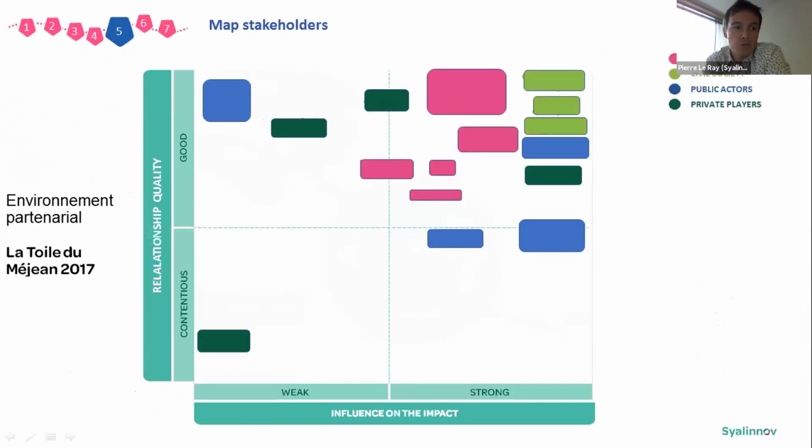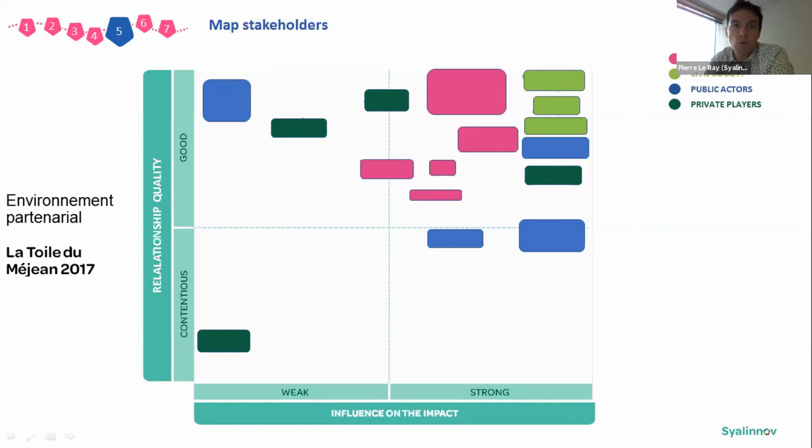The fifth step consists in mapping the stakeholders with, for example, this kind of very simple matrix, with on the one hand, the quality of relationships, good or bad, and on the other hand, the influence of these stakeholders on the impact of the project. So is it weak, middle, or strong?